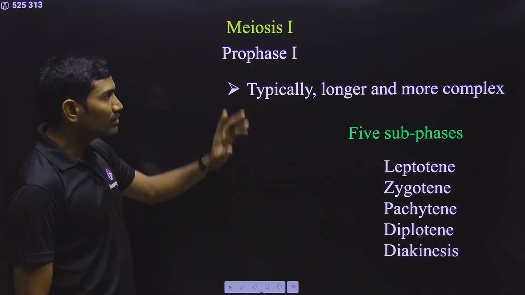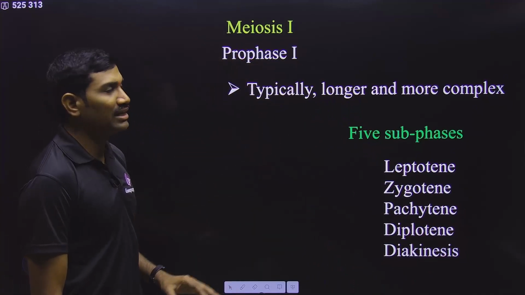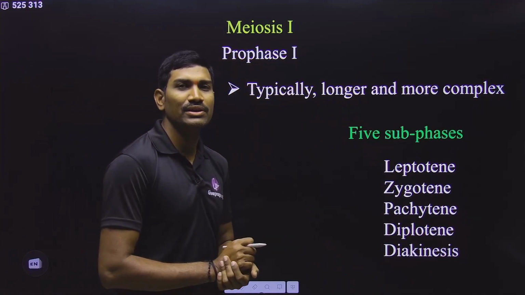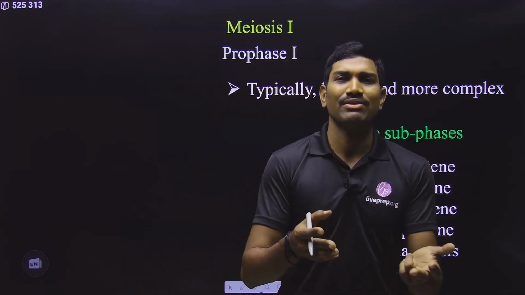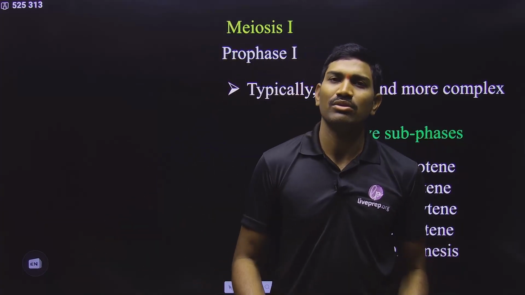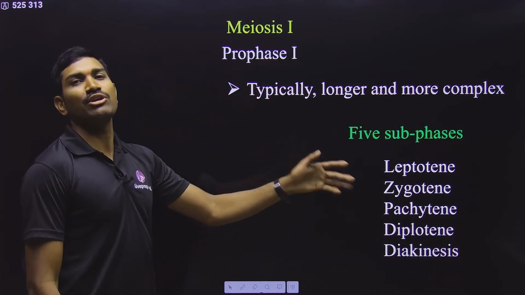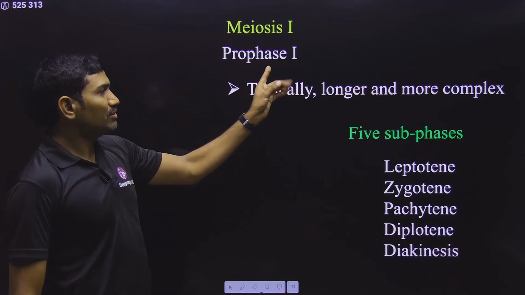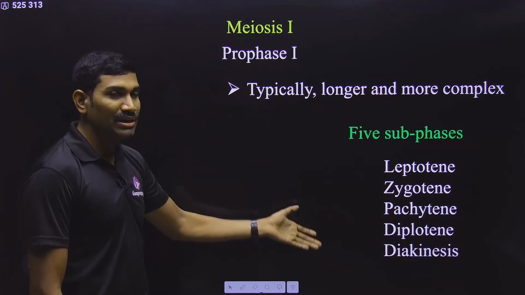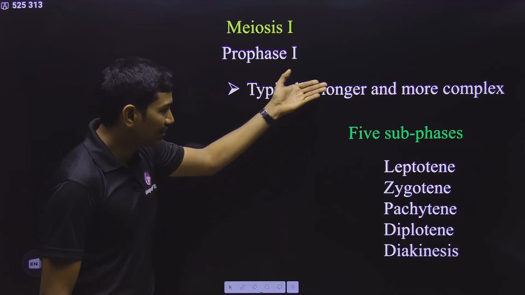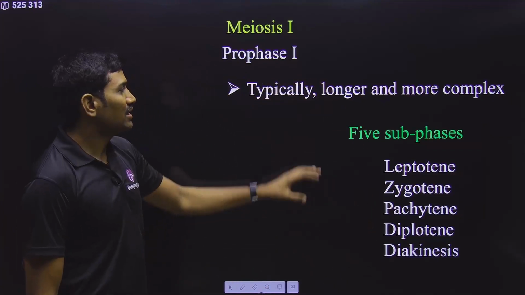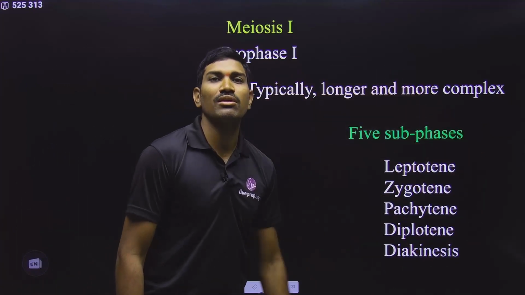Next one, meiosis 1. Now let us go directly with prophase. Why are we going with prophase? Because the G1 and S phases are almost like mitosis only. That's why we are not giving special interest to that. Directly we will go with meiosis 1, and first with prophase 1. This is comparatively longer because it again has 5 substages. It is a little bit longer and typically more complex.